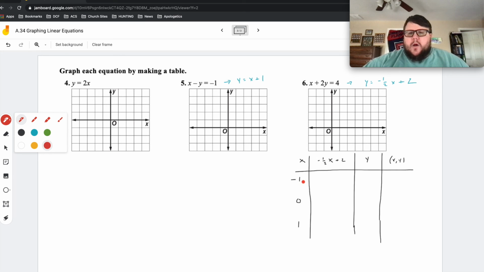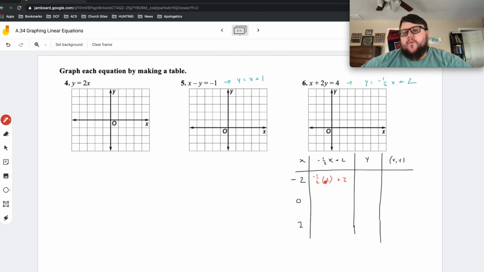So my first one, I'm going to plug in negative 1. So I get negative 1/2. Actually, I'm going to do it a little bit different, and you'll see why. I'm going to do negative 2, 0, and positive 2. This way I can deal with whole numbers. So negative 1/2 times 2 plus 2. And what I get is 2 times negative 1/2, the 2's cancel out, and I'm left with negative 1. Negative 1 plus 2 is 1. So my pair is negative 2, 1. And I can go ahead and plot that.